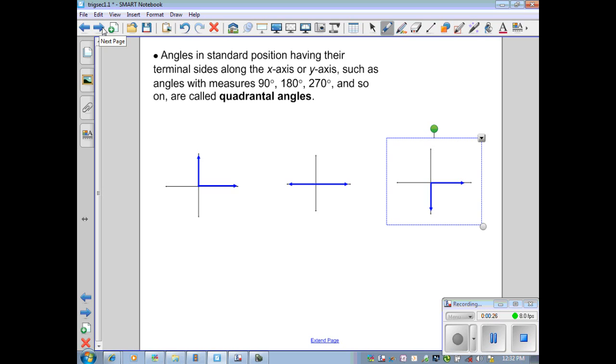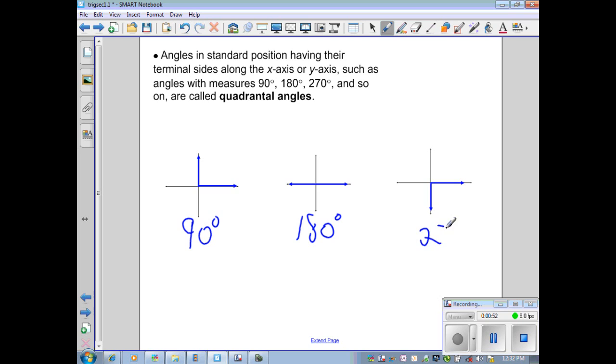An angle in standard position having its terminal side along the x-axis or y-axis, such as the angles with the measure 90 degrees, 180, 270, and so on, are called quadrant angles. Each of the diagrams below shows a quadrant angle. The first one is at 90 degrees, 180 degrees for the second one, and 270 degrees for the third. Each of those are quadrant angles.